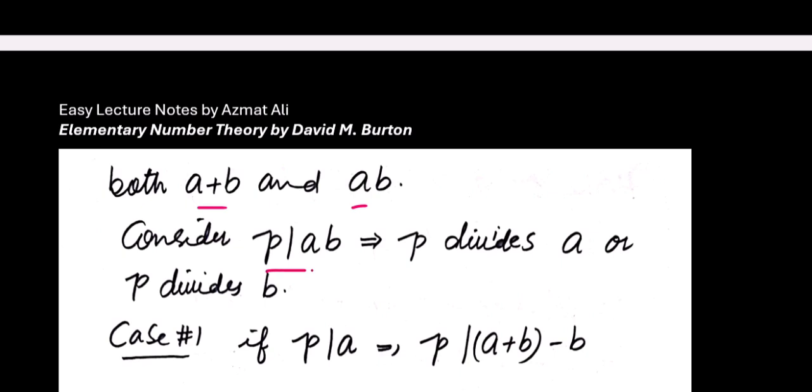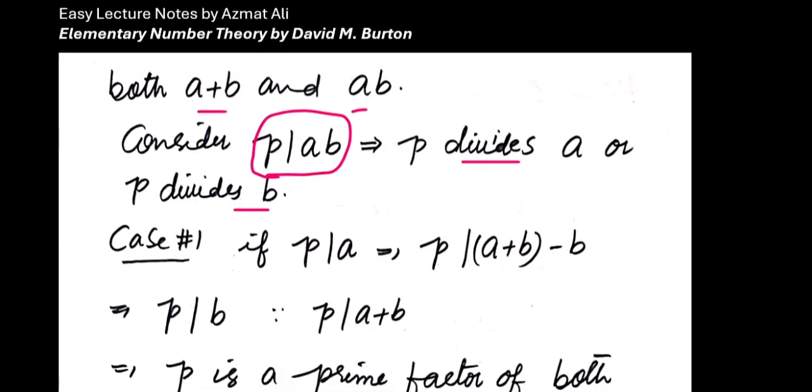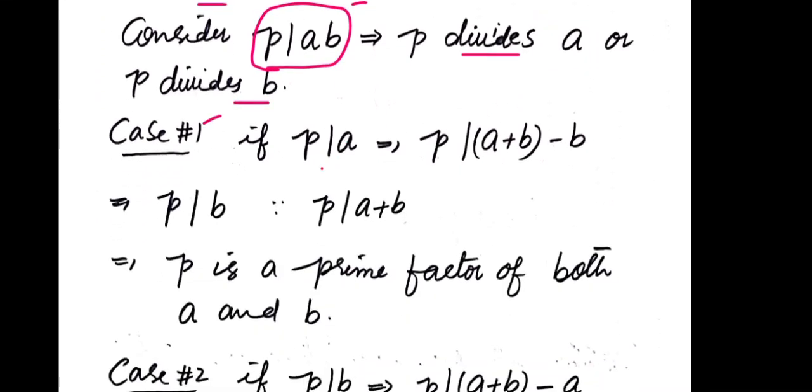Now consider P divides AB. As P is a prime number which divides the product of these two numbers, we have the following possibility: P divides A or P divides B. But it may be possible that P divides both of the numbers. So consider the first case. If P divides A, I can write A is equal to A plus B minus B by adding and subtracting B. It is given that P divides A plus B. This implies P divides B. We know a result: if P divides the difference of two numbers and P also divides one of them, then P must divide the second number.